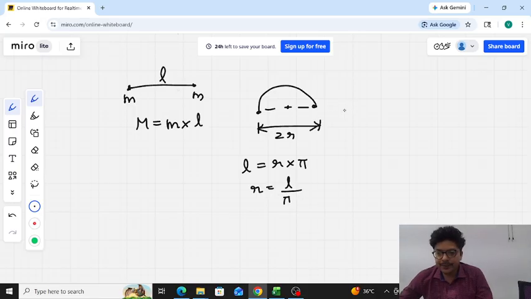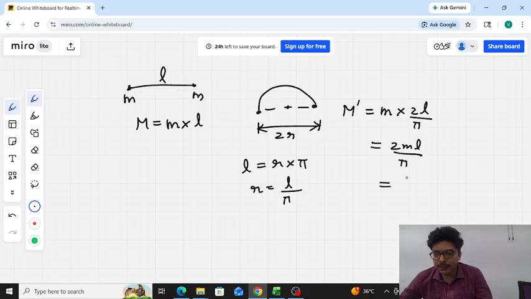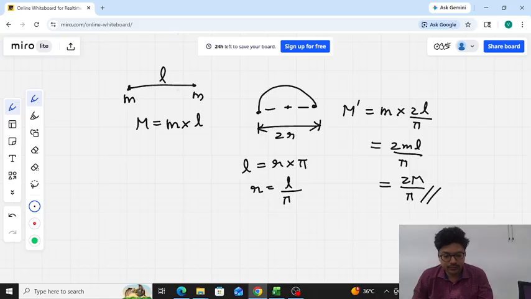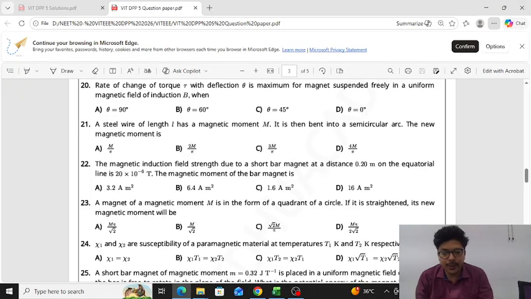So now you get the magnetic dipole moment is equal to pole strength M into 2 L by pi. So this is equal to 2 ML by pi. ML is the original magnetic dipole moment, so 2 M by pi. So 2 M by pi is the correct answer for this question.